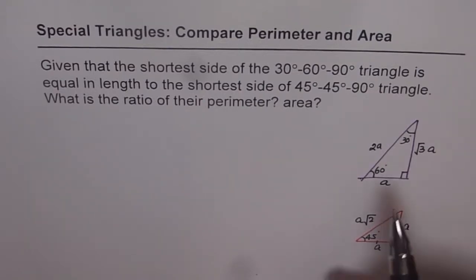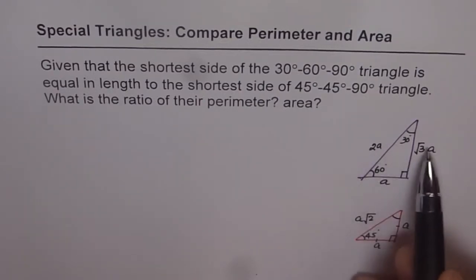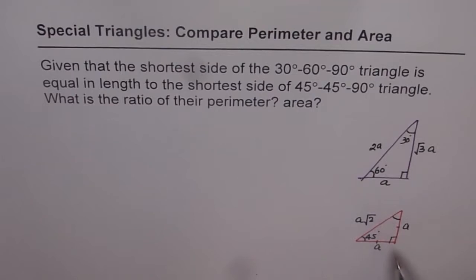Now we don't really have to do the Pythagorean theorem to figure out what the sides are, right? We just know it, correct? So those of you who have problems understanding this can look into my video where we talk about the special triangles themselves, okay? Now let's proceed with the question.